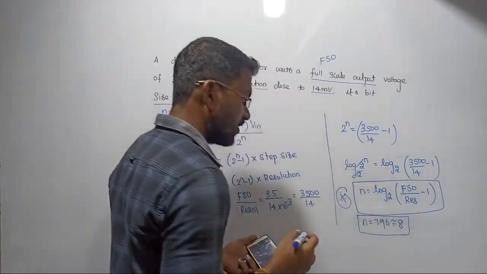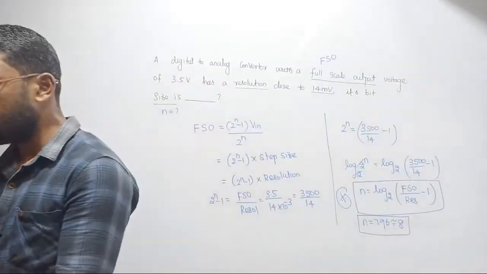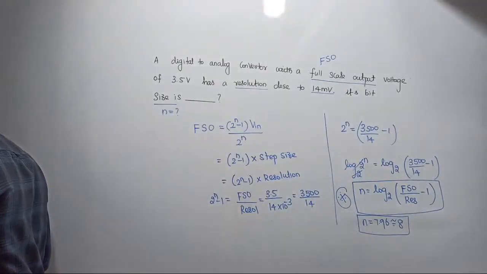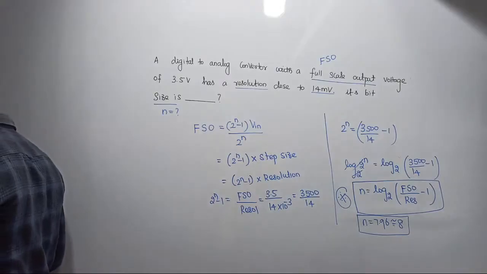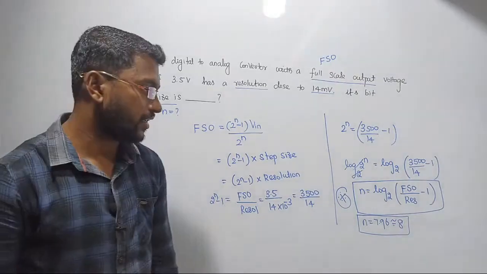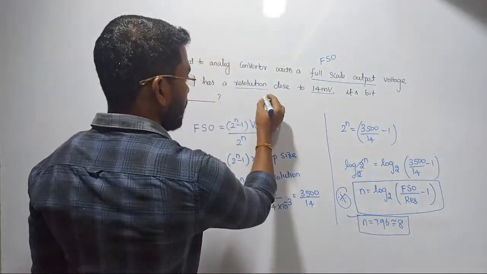One second, let me check the options also. I think options are given. Yeah, question number 4, wait a minute, let me check it. Of course the answer is correct, right. So our answer is, they have given 4 options.